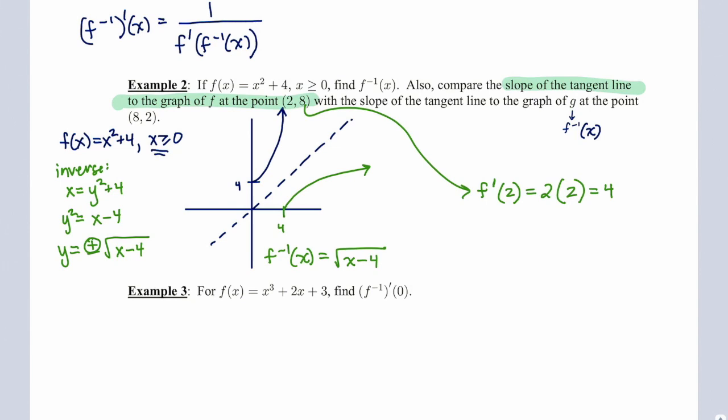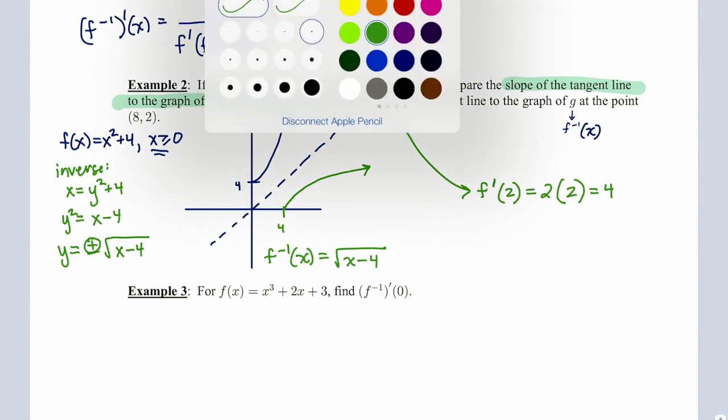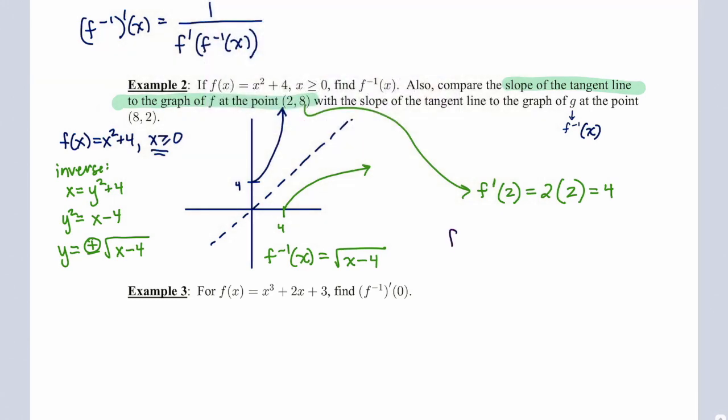And what I want to find next is the derivative value instead of the function value. The inverse derivative when x equals 8. And the inverse derivative at a general x, again, this is similar to what we just saw. We would use the chain rule. We'd have 1/2 (x minus 4) to the negative 1/2 times the derivative of the inside, which is just 1.